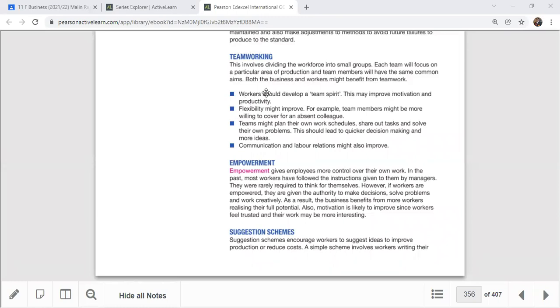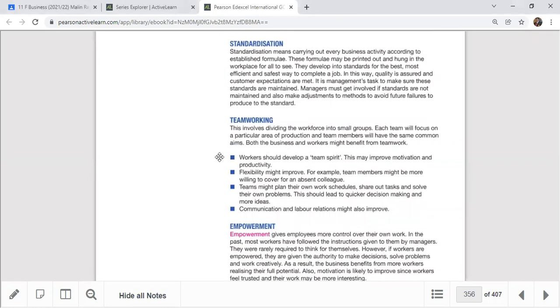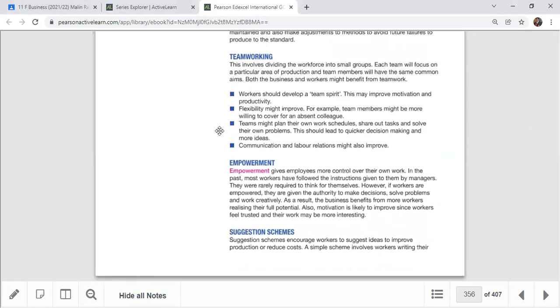The second related concept of lean production we discussed today: the first one is standardization, the second one is teamworking. Right. So teamworking benefits are normally that you can give a team spirit, increase flexibility, right? You can plan your own work schedule and improve communication and labor relations, right? The third principle related to lean production is empowerment.